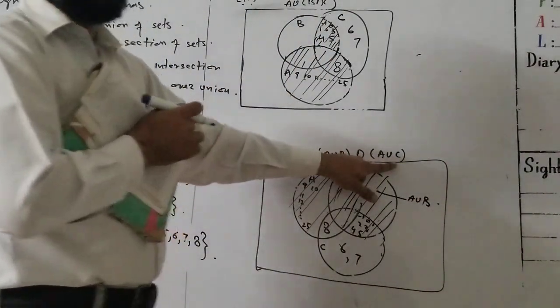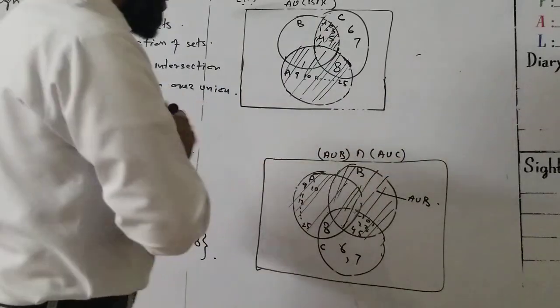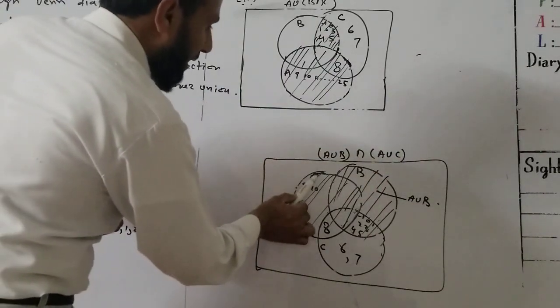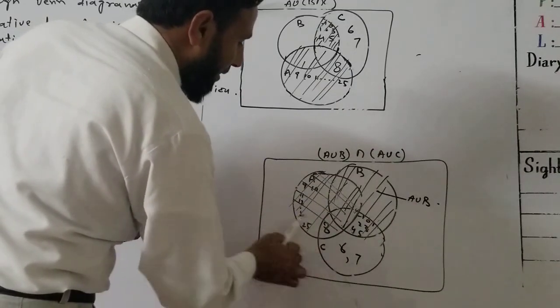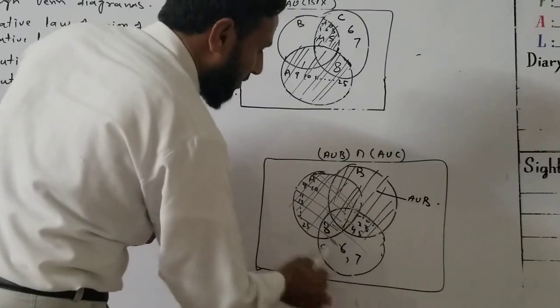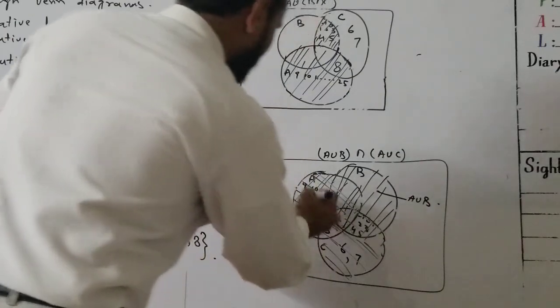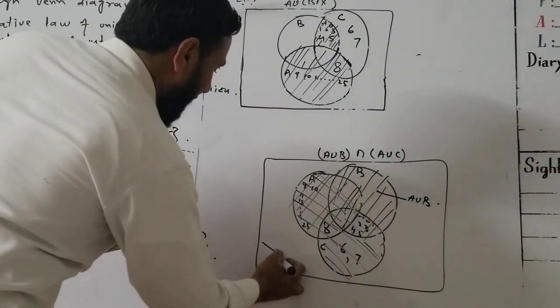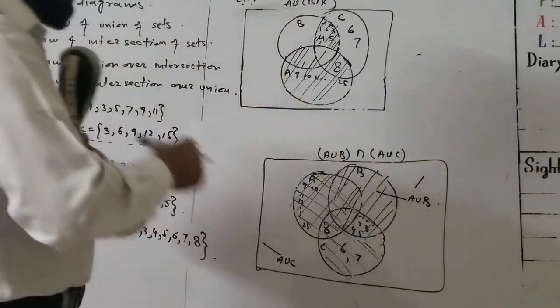Similarly, A union C, shading the region represented by A as well as C. So A is double shaded, the region represented by A as well as the region represented by C. This represents A union C, and this line represents A union B.